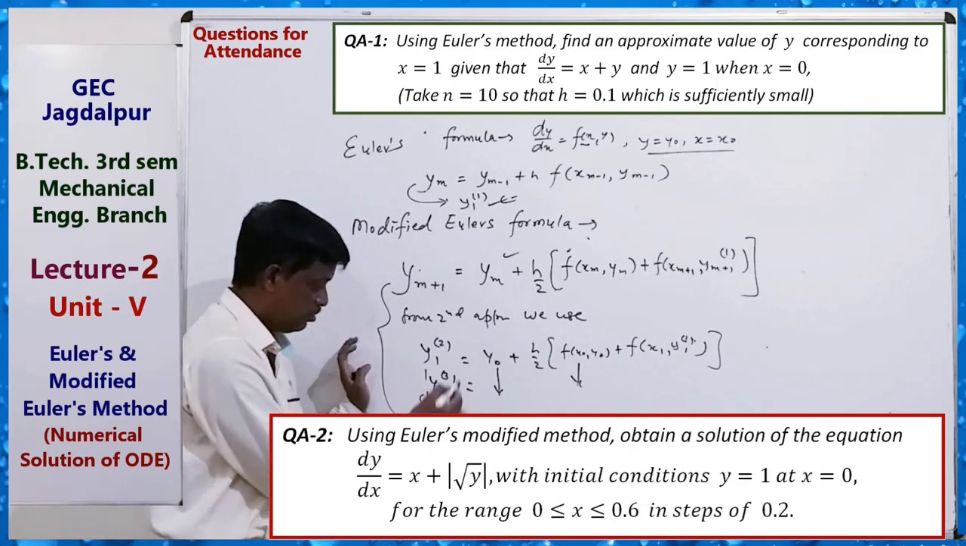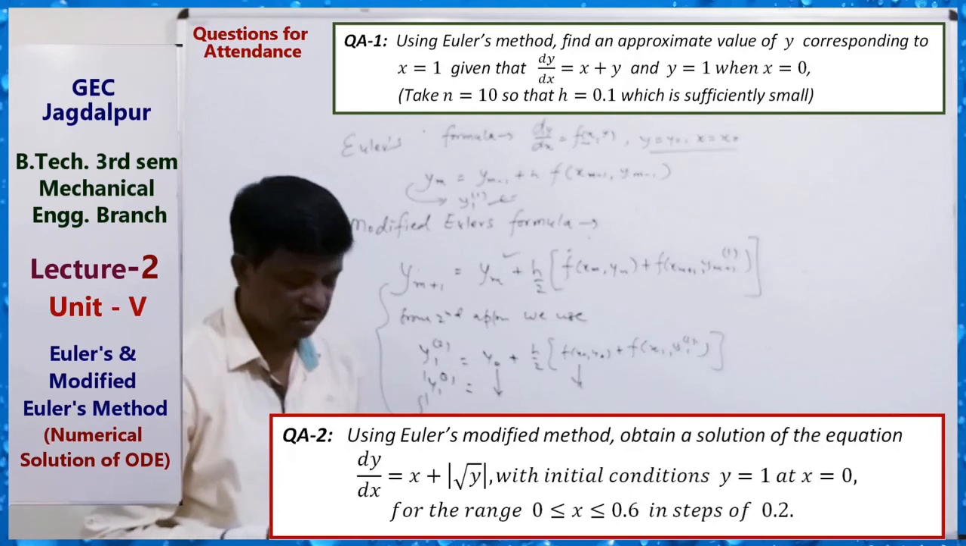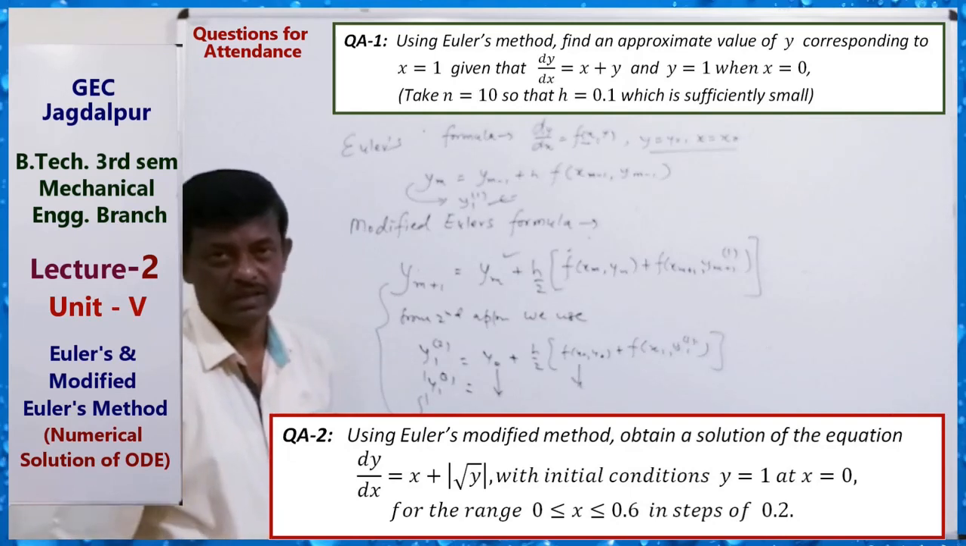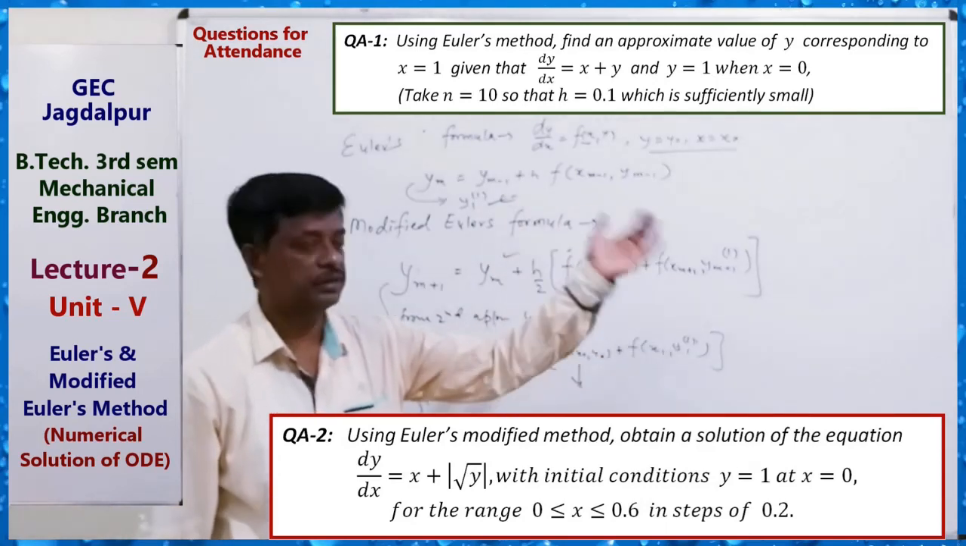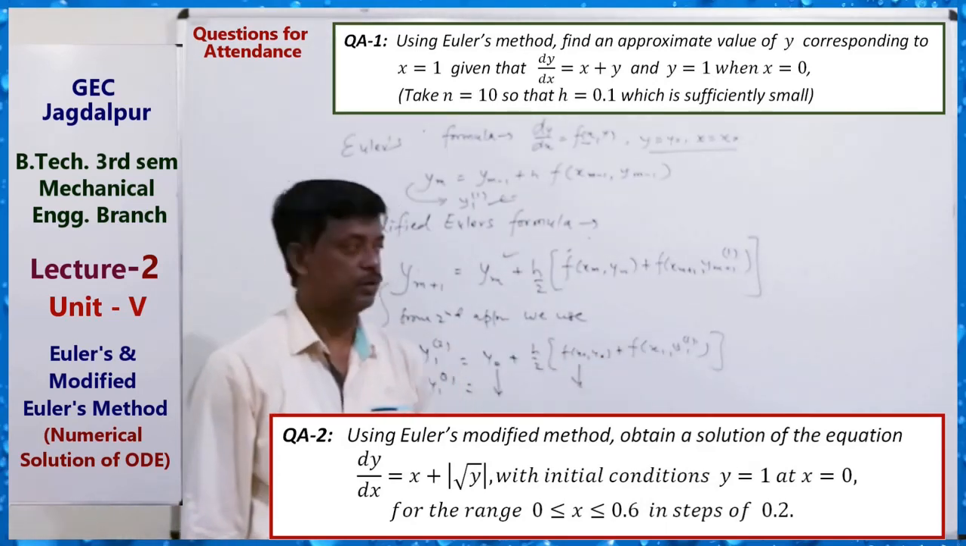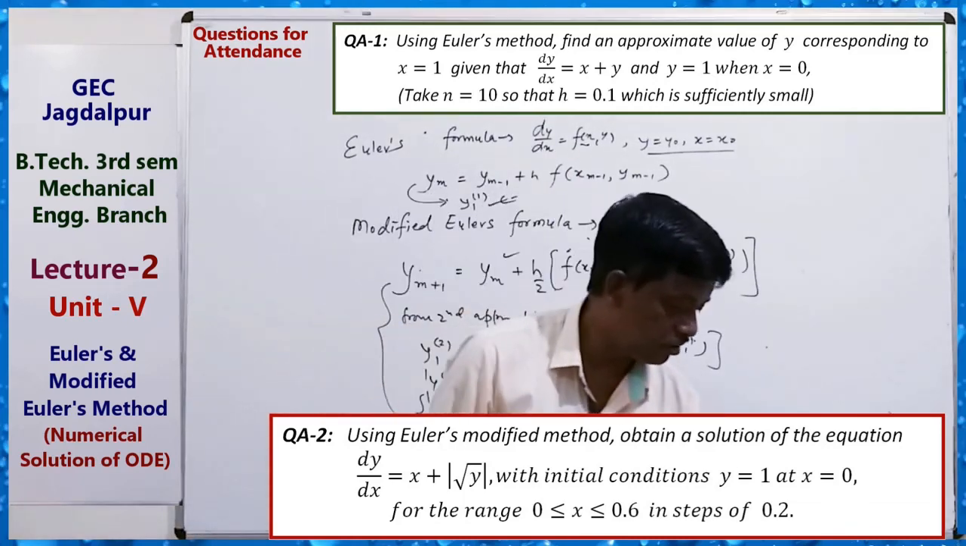And when two approximations give the same value, that will be the result for y, for the targeted value of x. Okay, so by using this method, just solve these two questions and send me for your attendance.